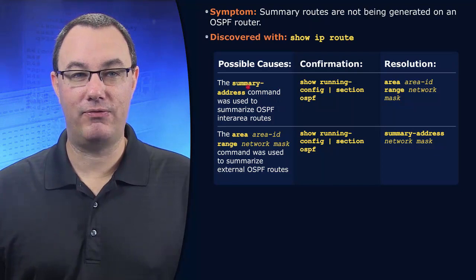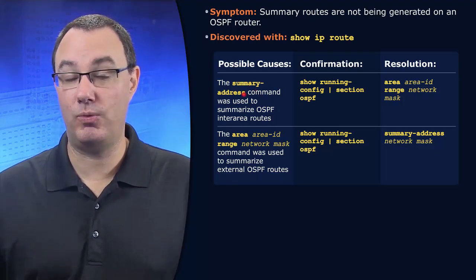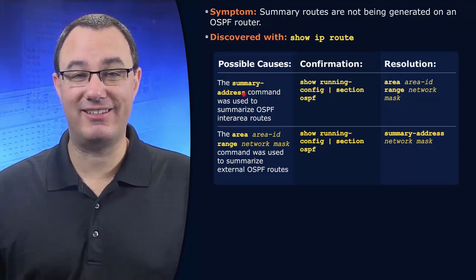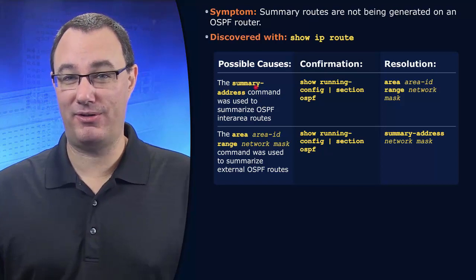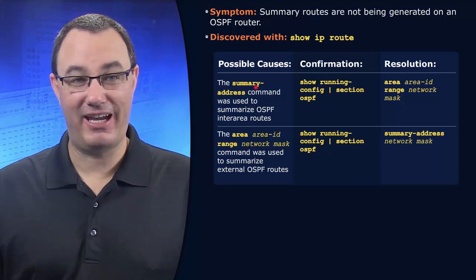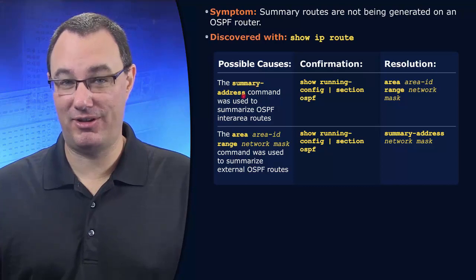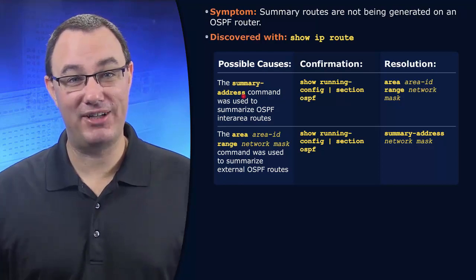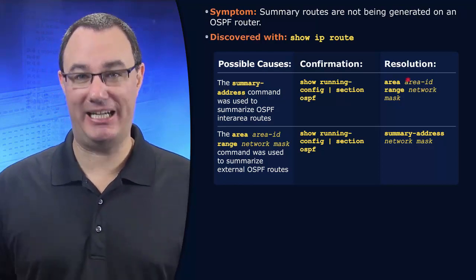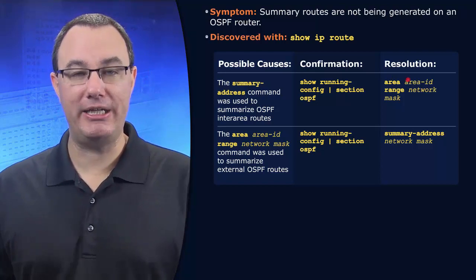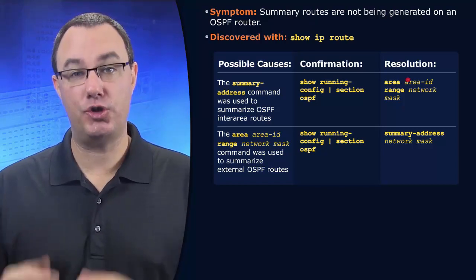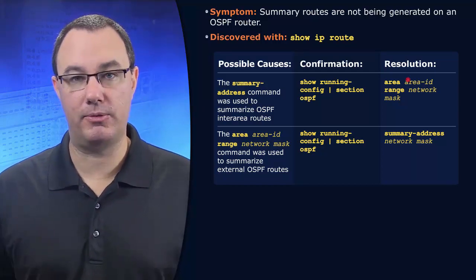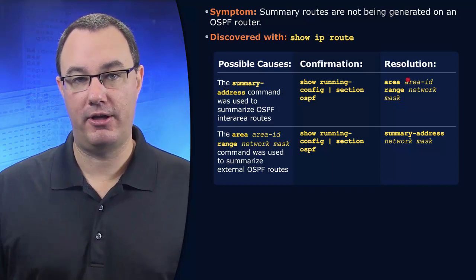So if, let's say, you were using the summary address command, which syntactically does not warn you that it's only summarizing external routes. Let's say you were on an area border router trying to summarize, and the summary address command was used. At first glance, the OSPF configuration would look good, but you have to think to yourself, I need the area range command in order to affect type 3 routes. That's inter-area routes. If you're trying to affect OSPF routes that are part of the autonomous system, this is the command that would affect the summarization.